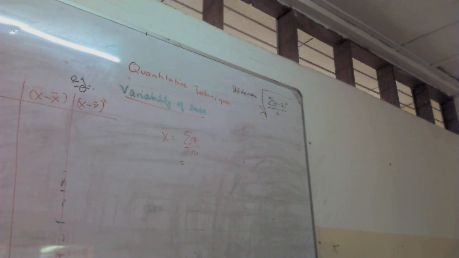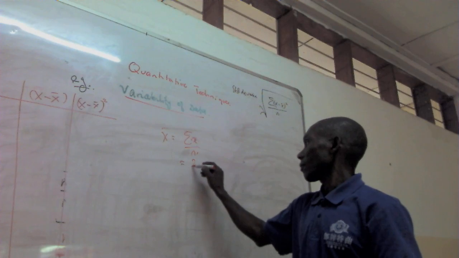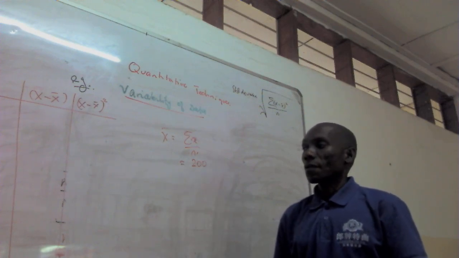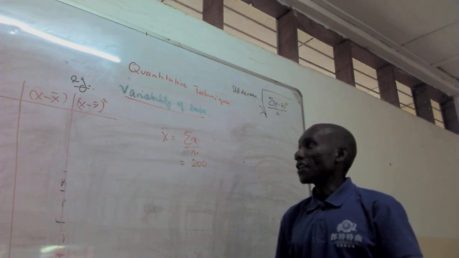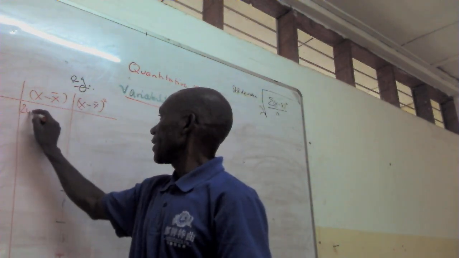Let's do it together. Another one. Add them, divide by how many they are. The mean is 200.